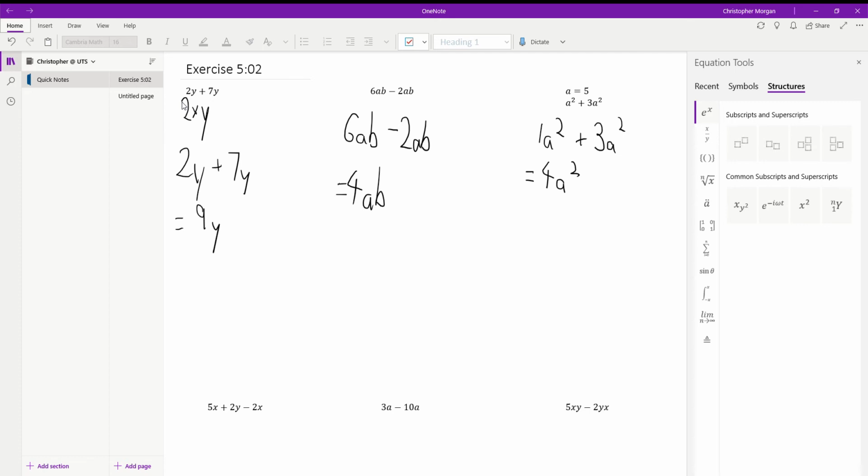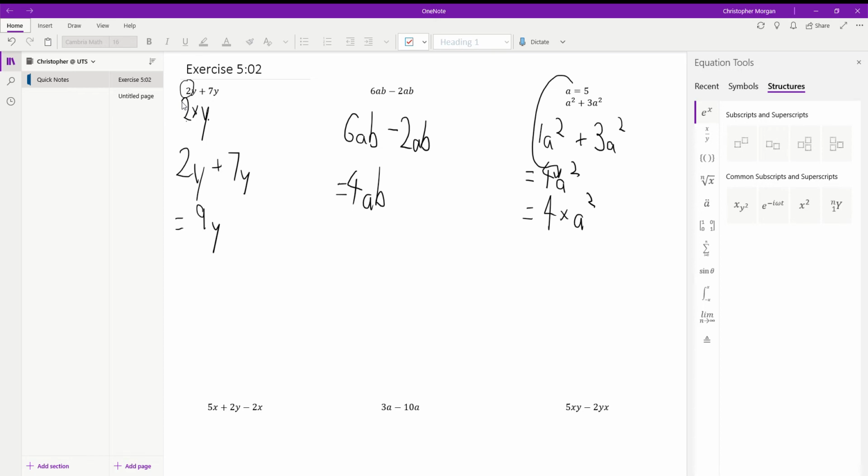That's great, isn't it? We've added it all together. But something we're told is that a actually equals 5. Now that means that we can take this down and replace it. That allows us to work out exactly what the answer should be. Now remember over here where I said 2y actually means 2 times y? Well, that's the case right here. We have 4 times a squared.